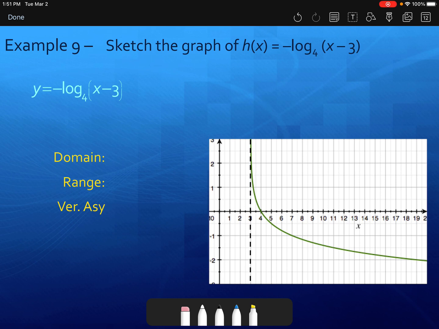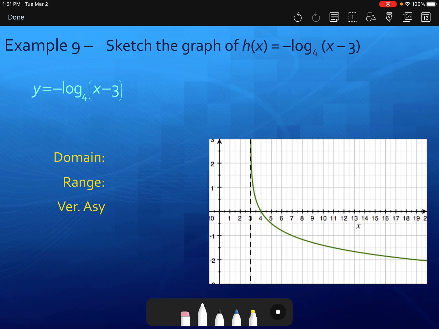Okay? Now this one says negative log base 4 of x minus 3. Well, on the newer calculators, you can actually do this. I haven't yet taken the time to find it, but it really does not matter because, here we go. It's under math, log base. So it's just negative log base 4 of x minus 3, and then you can graph it.